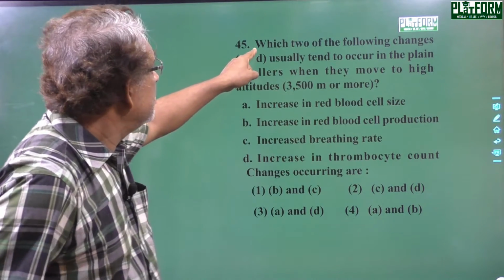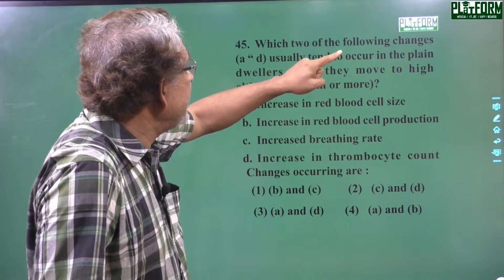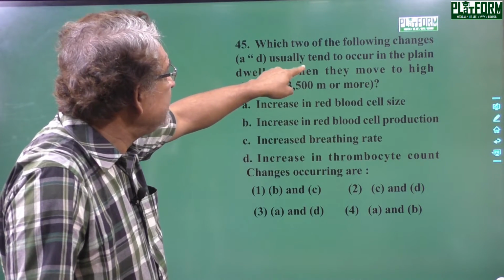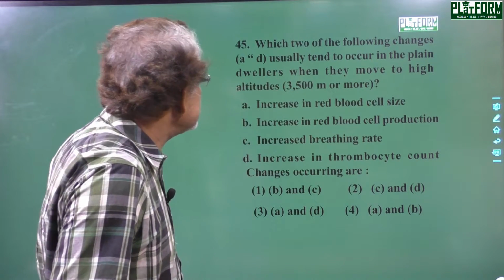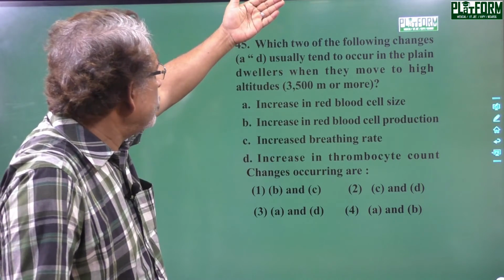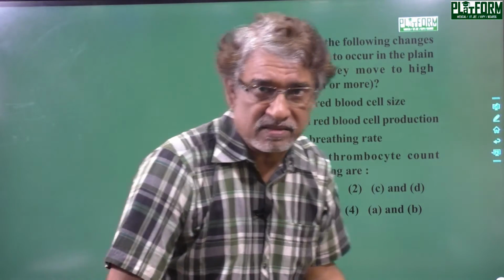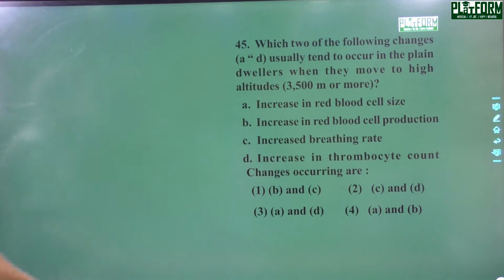Again, which two of the following changes A to D usually tend to occur in the plain dwellers when they move to high altitude 3,500 meter or more for more than 6 months? What happens?